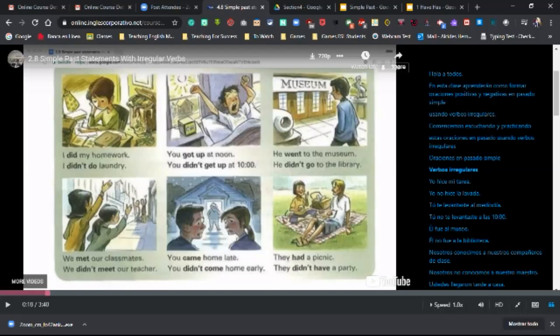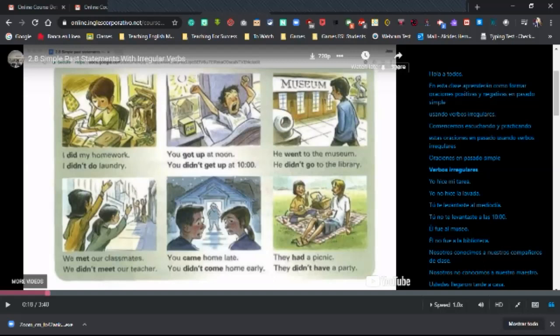We met our classmates. Negative answer? We didn't meet our classmates. Very good. We didn't meet our classmates. Everybody? We didn't meet our classmates.